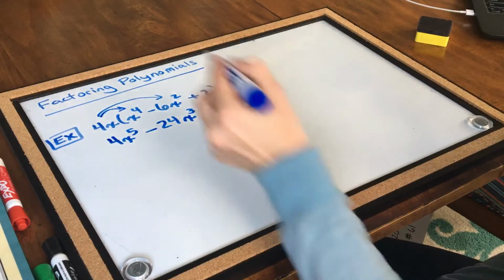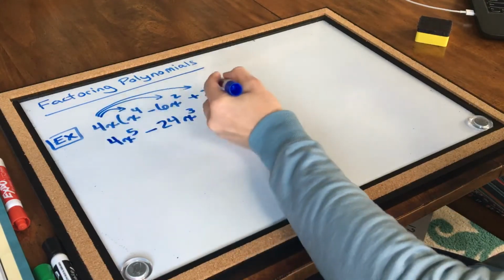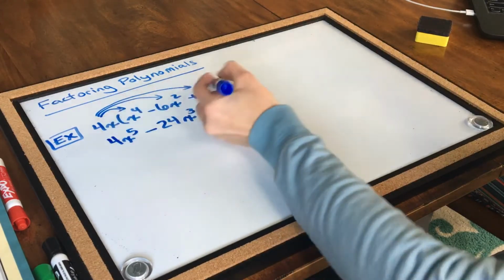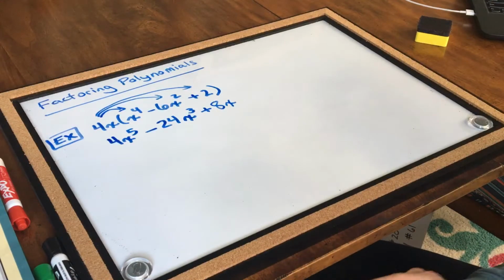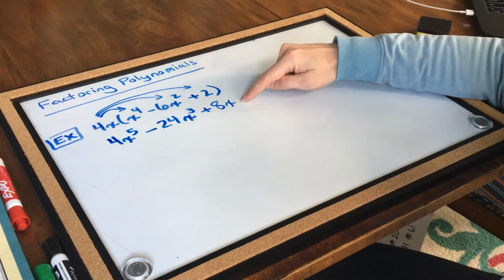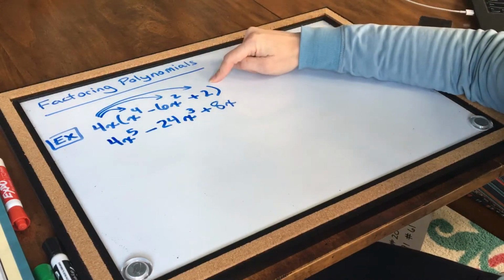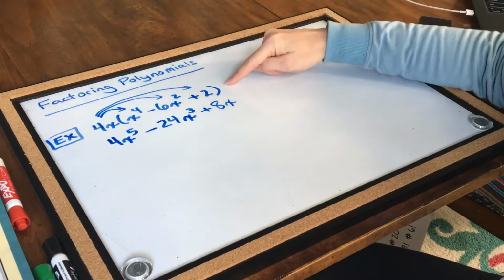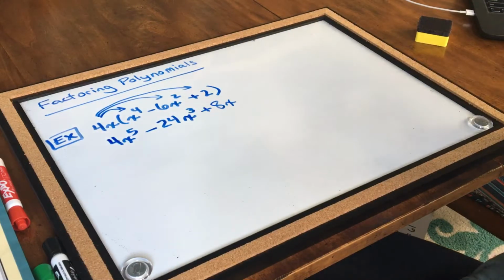And then last but not least, I'm going to distribute to my final term. So this is 4x times 2, and I'm going to put my plus sign in here. Well, 4 times 2 is 8, so this would be 8x. Okay, today's lesson is really all about how do we start with this and get back to the factored form where we have something factored out and kind of the leftovers in parentheses, okay? And this is what we're going to work on today.